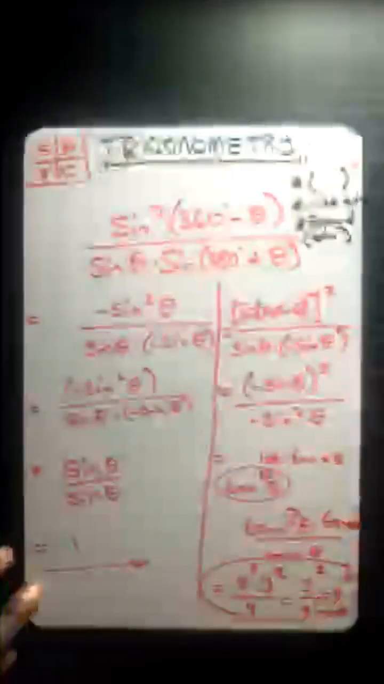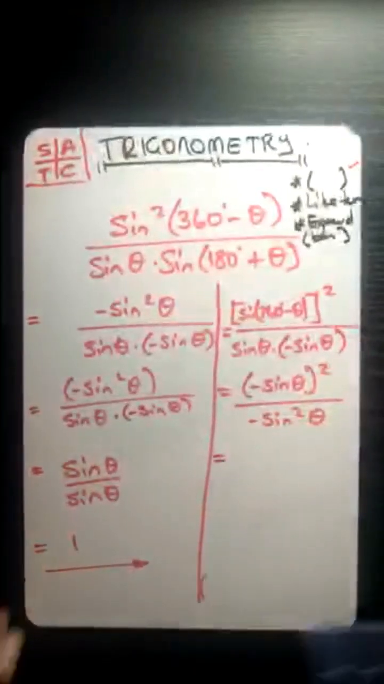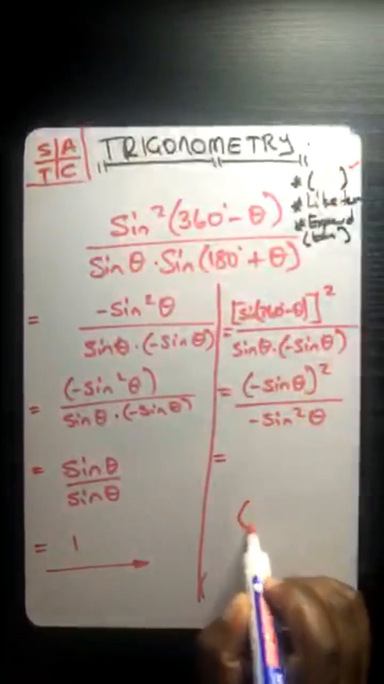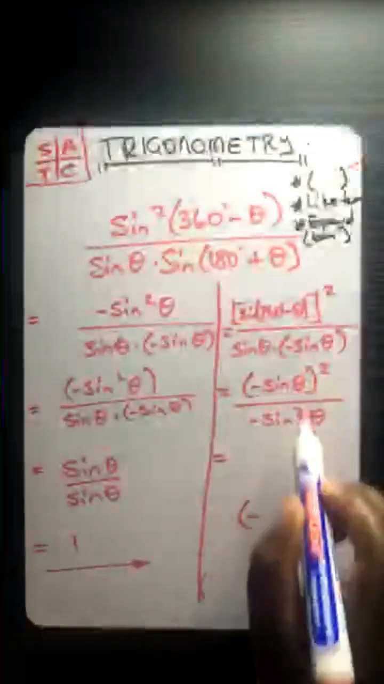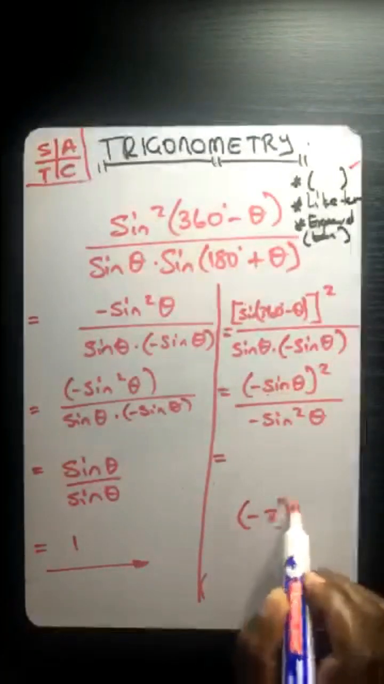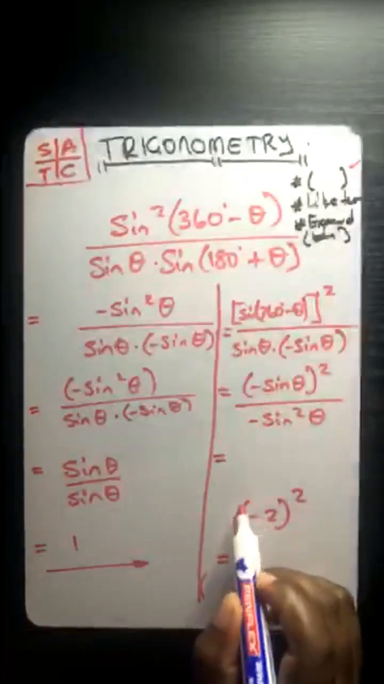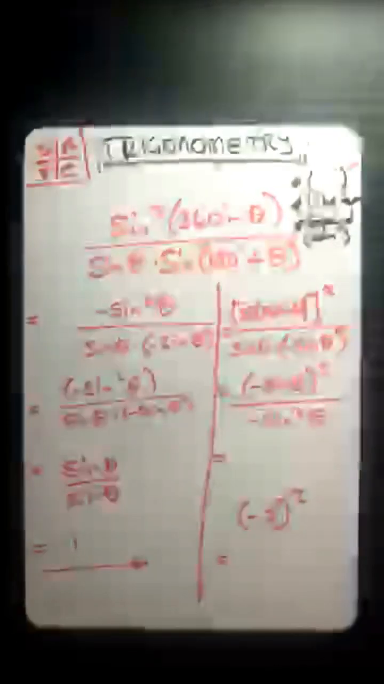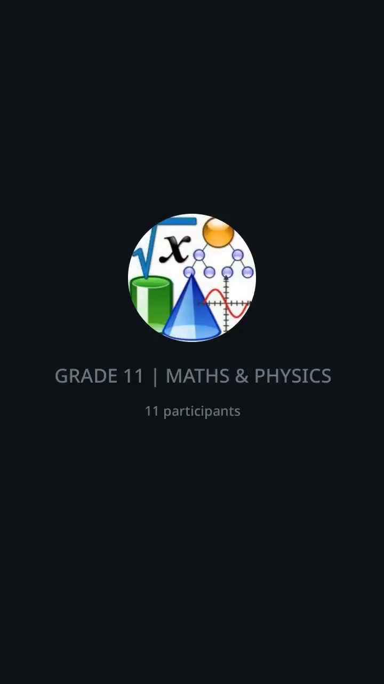So now this is where you are going to notice a mistake. Since we say we are having sine angle, let's say that sine angle is the same as negative 2. Then we have a squared there. What is negative 2 in brackets squared? Is it negative 2 or is it 2? What is it?